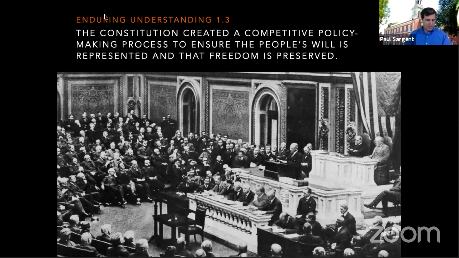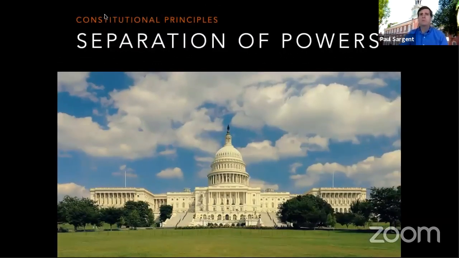So we move on to our next idea here. The Constitution created a competitive policymaking process to ensure the people's will is represented and that freedom is preserved. This is competitive policymaking, competing interests trying to do different things. And so they put into the Constitution some sort of big ideas. Separation of powers, separated out between the legislative, the judicial, and the executive. And they very specifically in the Constitution laid out exactly the powers they were giving to each of those branches.